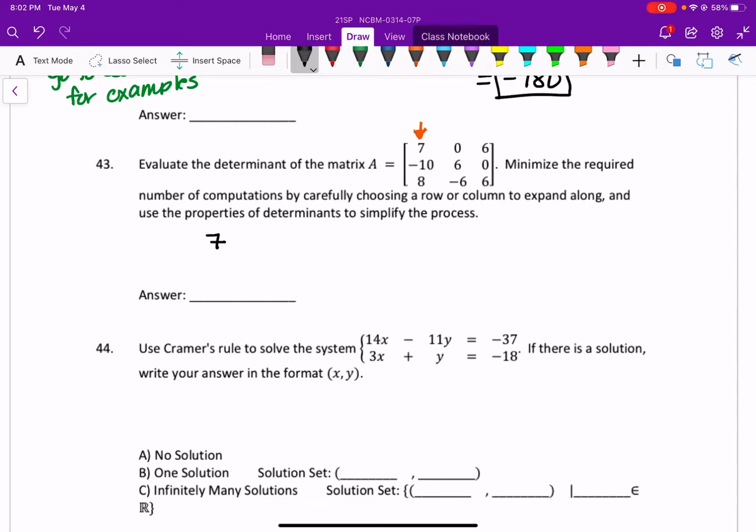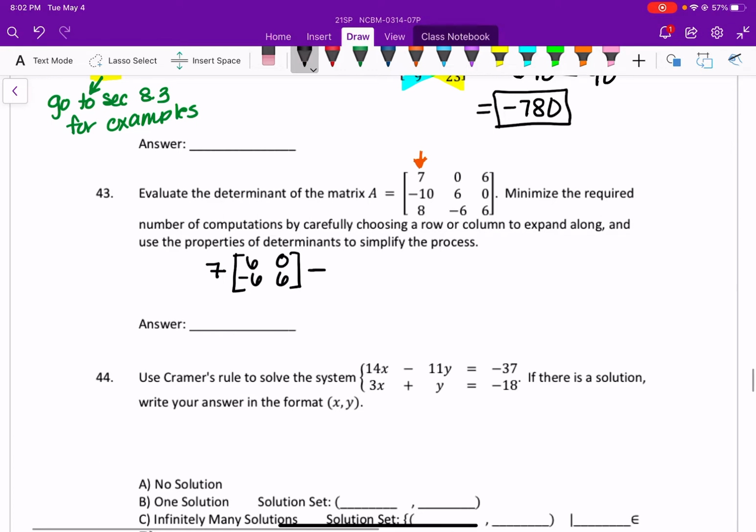And now if I cancel out that column and that row, I see the matrix that I have left over here. So I have the matrix 6, -6, 0, 6. Then it's going to be minus. And now I'm going to use the next number in my column here, which is -10.